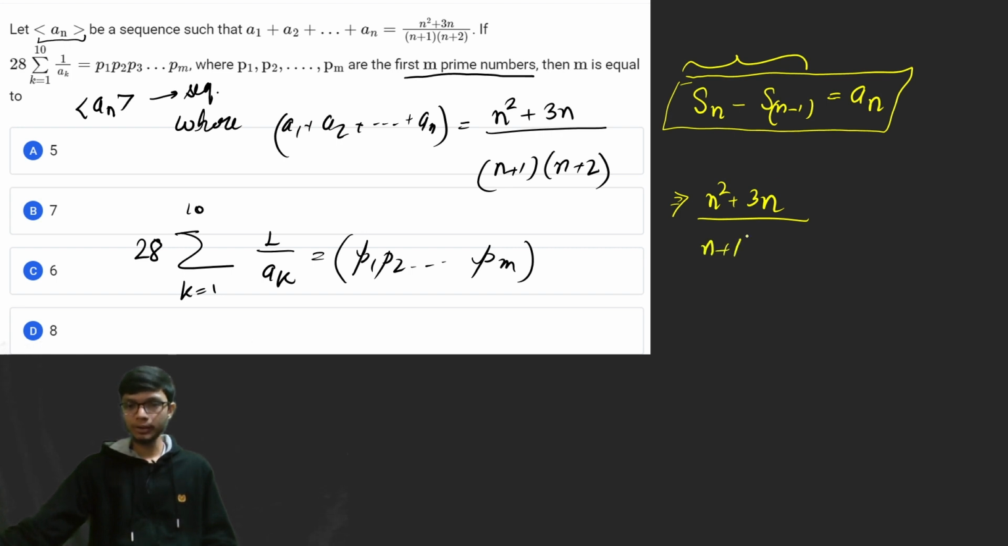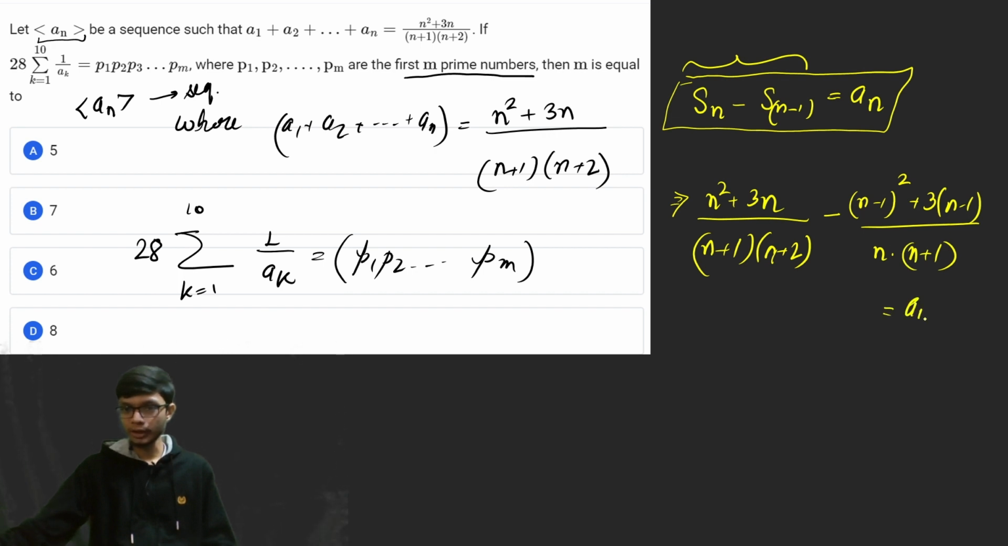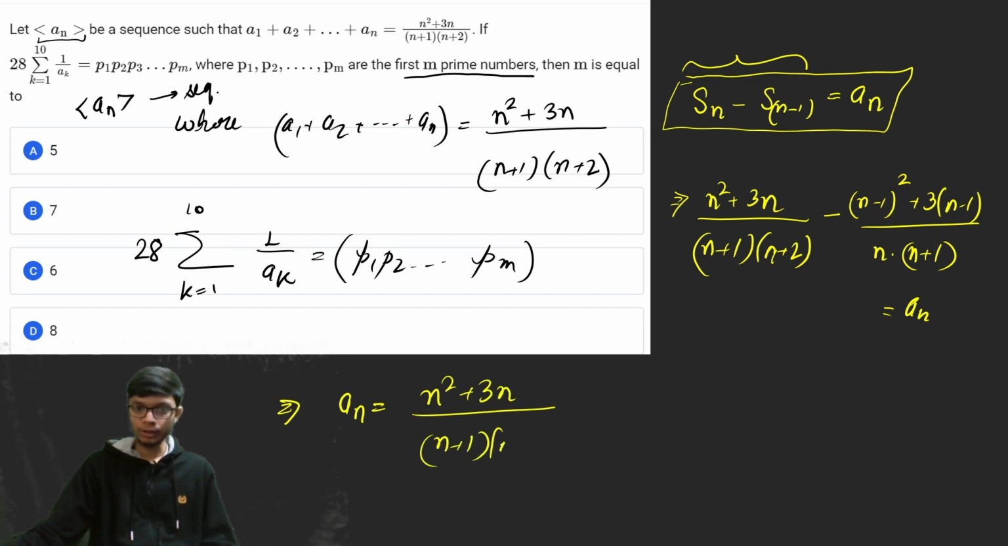If you compute the result, that is n into n plus 1 into n plus 2 and then you take the subtraction, in place of n you put n minus 1, so this will be n minus 1 whole square plus 3 times n minus 1, whole divided by n into n plus 1. Now this value is equal to a of n. Now let us solve for a of n. Let us simplify, that is n square plus 3n divided by n plus 1 into n plus 2, and if you subtract it, let us simplify this result.